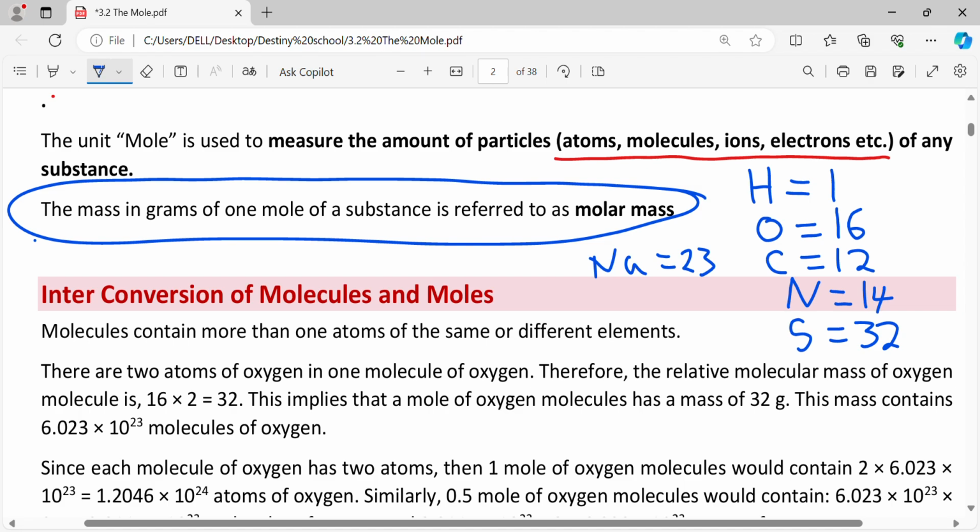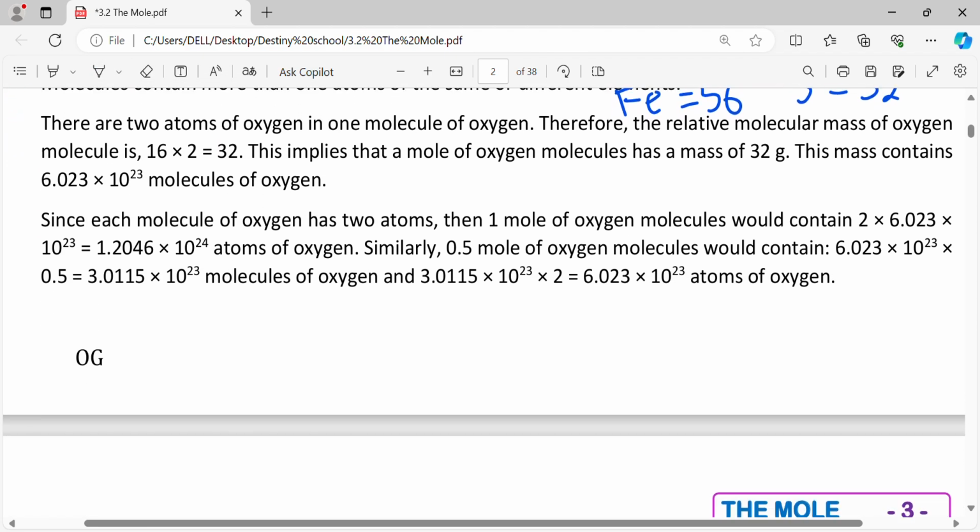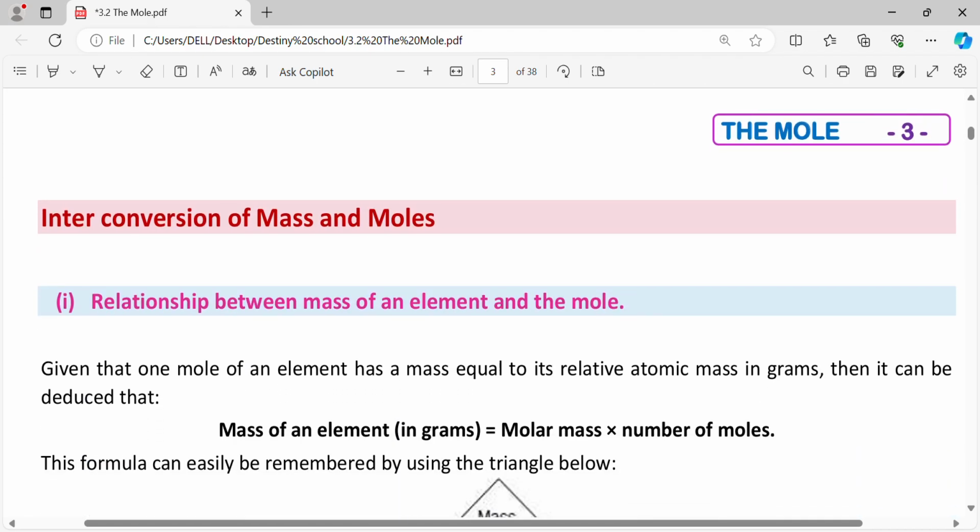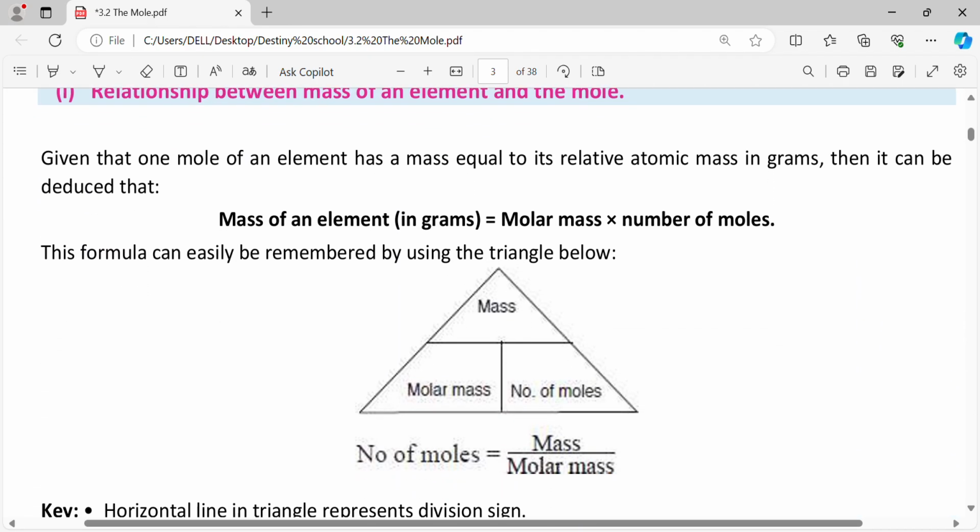Some of them are very common and you'll be using them as we proceed. 1 mole of calcium has a molar mass of 40. 1 mole of iron, written as Fe, has a molar mass of 56. There are plenty of them and we'll continue to use them. Those are the molar masses, and they're normally given in the exam.